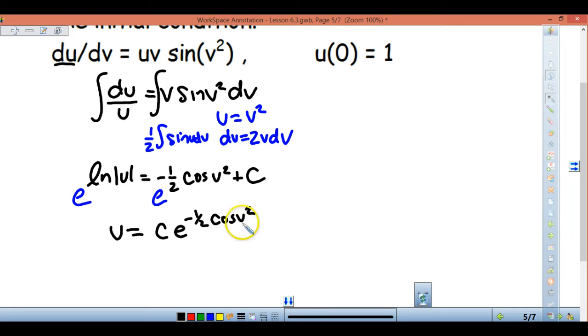All right, so then now I want to find the particular solution. So I know that this contains the ordered pair u of 0 is equal to 1, so 1's my output, so I'm going to put that in for u here. And then I'm going to put an input of 0. So cosine of 0 is 1. So I'm going to have e to the negative 1/2 right there.